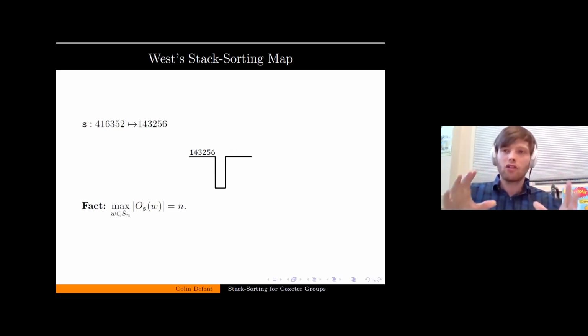Now, it's not hard to show that if you iterate this map over and over again, you'll eventually get to the identity permutation, just the increasing permutation 1, 2, 3, 4, dot, dot, dot, n. And it's also not very hard to show that the maximum size of a forward orbit of a permutation of size n, so here Sn is the set of permutations of size n, the maximum possible size of a forward orbit of a permutation of size n under this stack sorting map is exactly n. Again, this is not very hard to show.